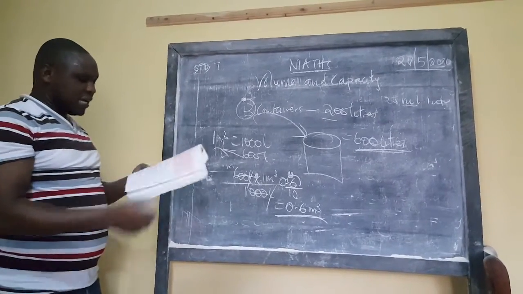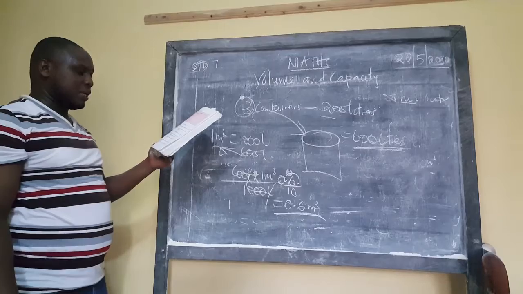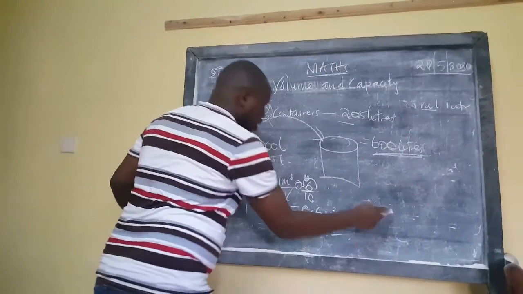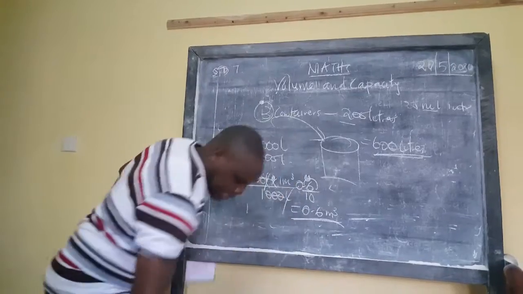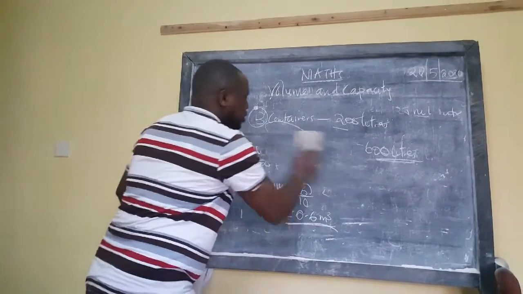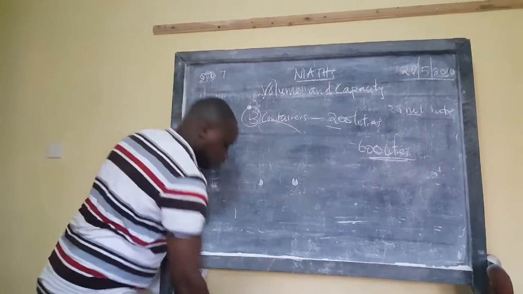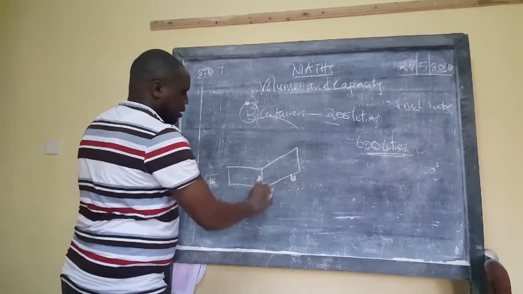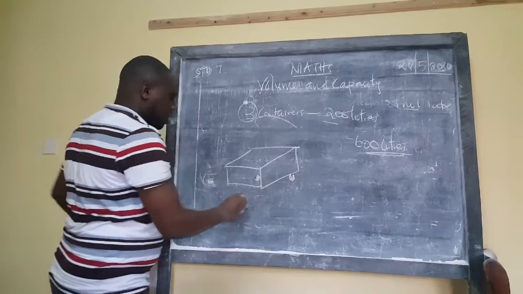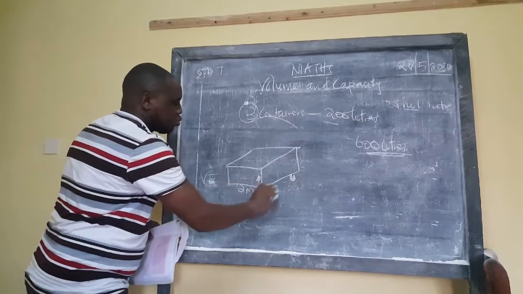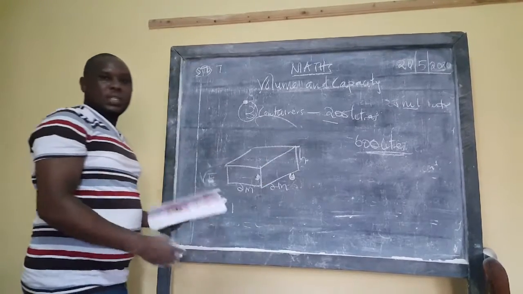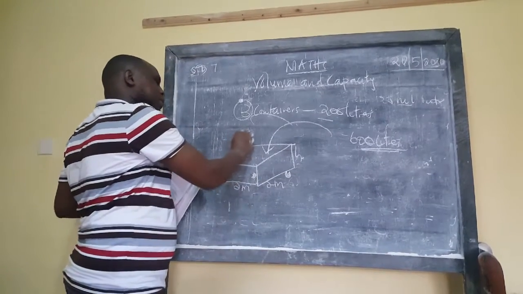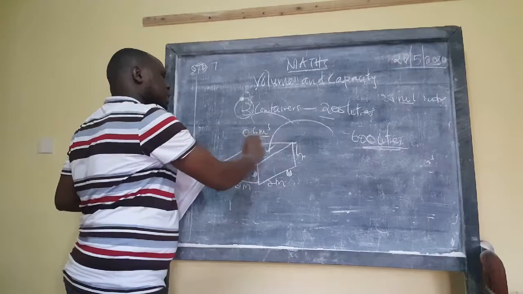The next question: if the tank had a square base of 2 meters by 2 meters, what is the depth of the water in the tank? Our tank this time around is not cylindrical, but looks like this. Our tank has a square base which measures 2 meters by 2 meters. Then they ask what is the height. So remember, 0.6 meters cubed have been emptied.